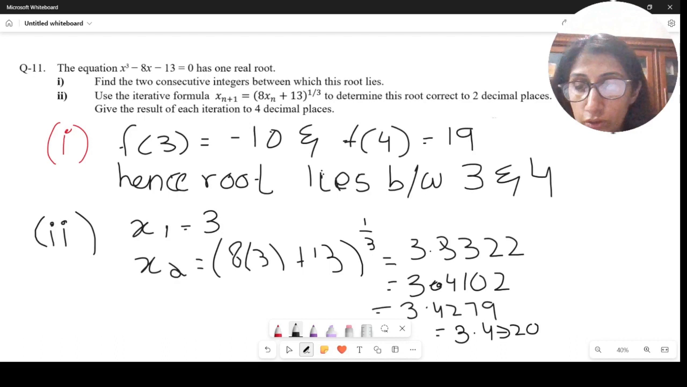I'm going to press equals a couple of times. And it stops at 3.4332. So this is the root correct to 4 decimal places, which we have to round off correct to 2 decimal places, which is going to be 3.43.